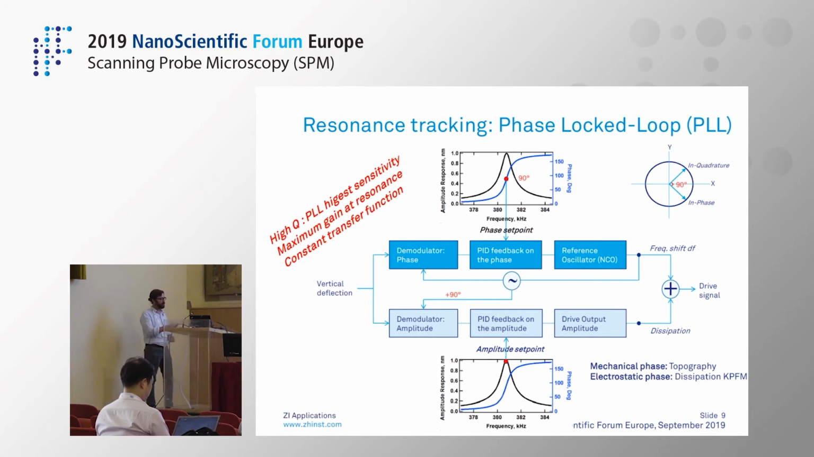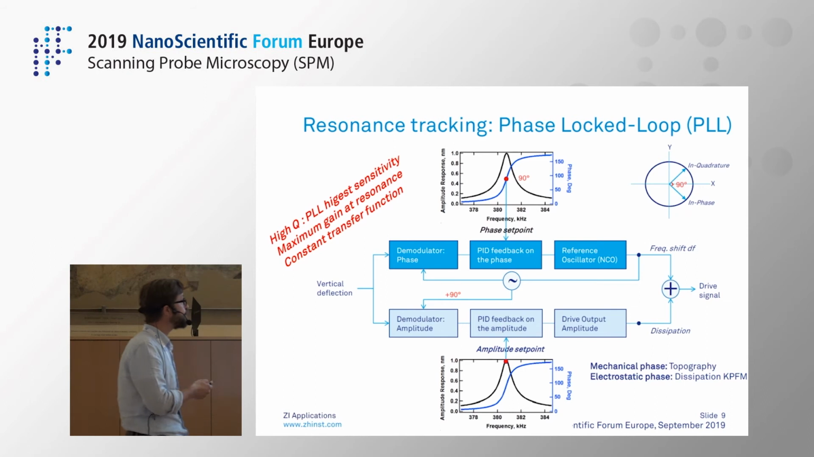Just to clarify, the reason why people have to have a phase lock first is because here you have a nice slope. If you would lock the amplitude here, it would change slope. So of course this would be unstable. So you can only lock the amplitude after the phase is locked.